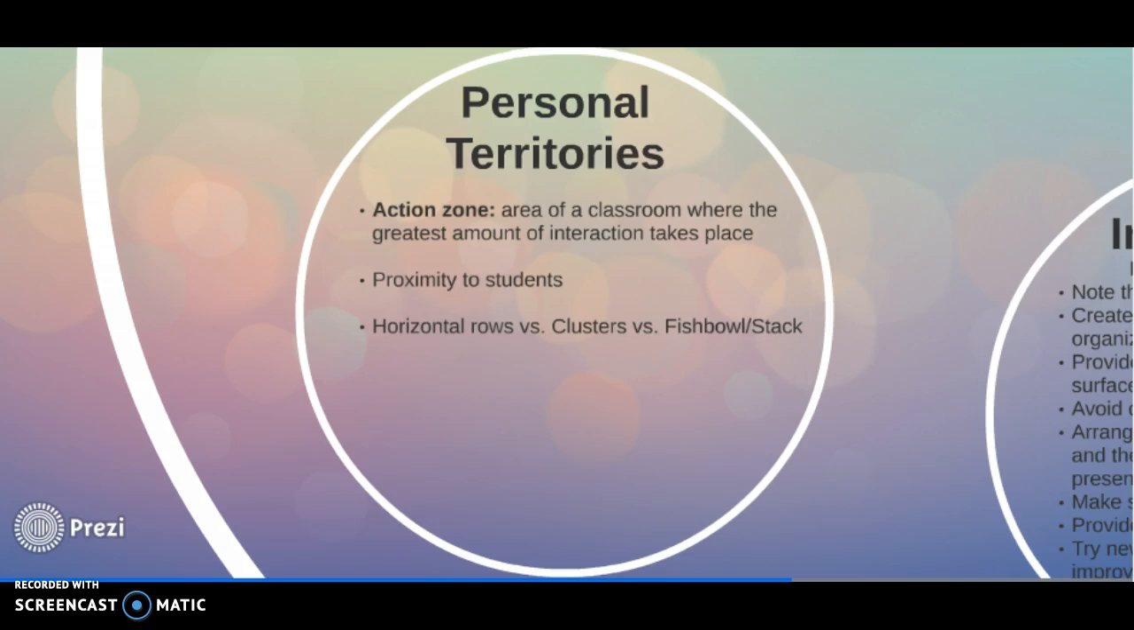Horizontal rows have some advantages compared to other arrangements. This type of setup is useful for independent seat work and presentations. They're also easier to have students work in pairs. Clusters work best for students to have interactions and group work. Easier to have them collaborate and discuss with one another, but are a poor choice for classroom presentations.